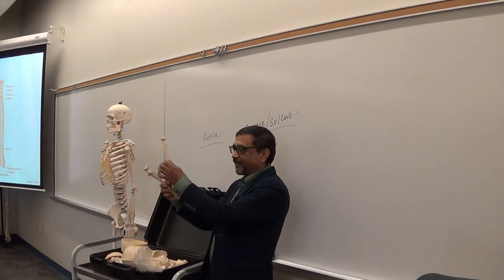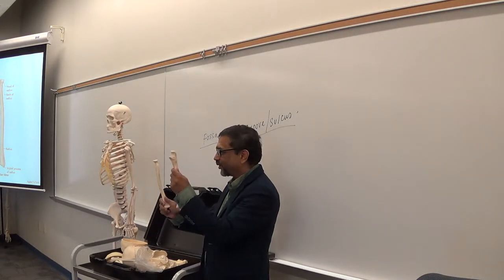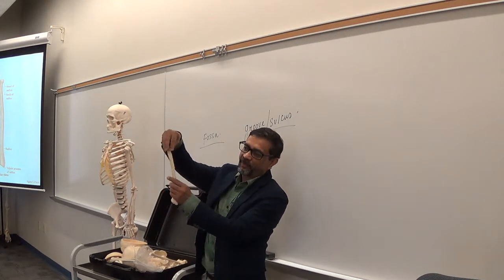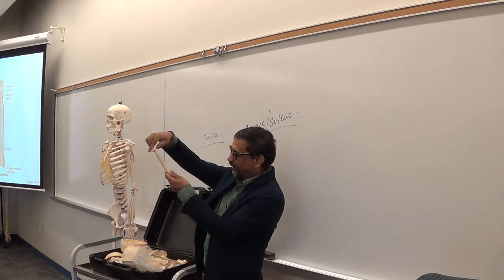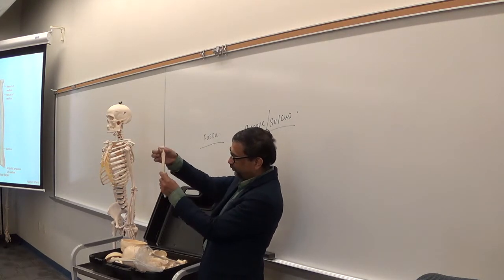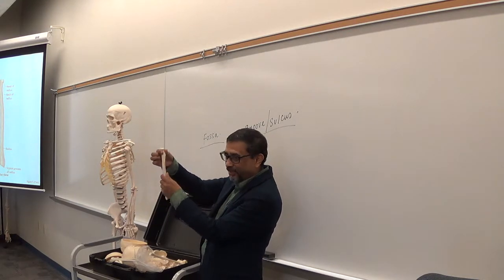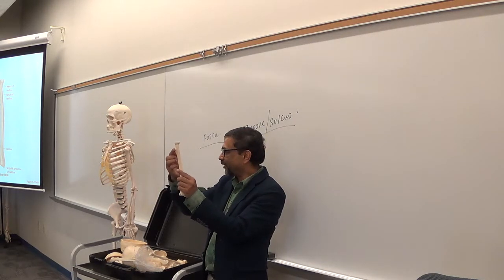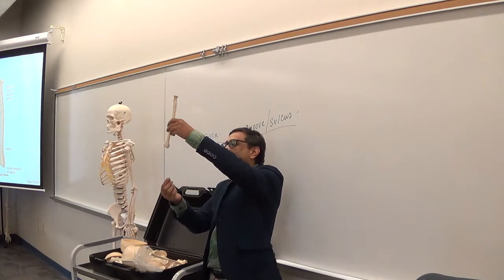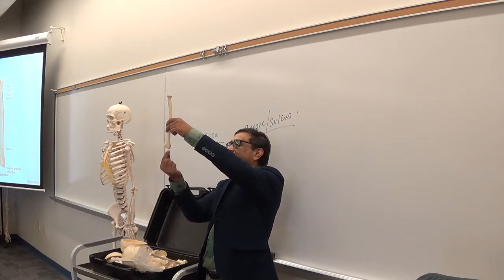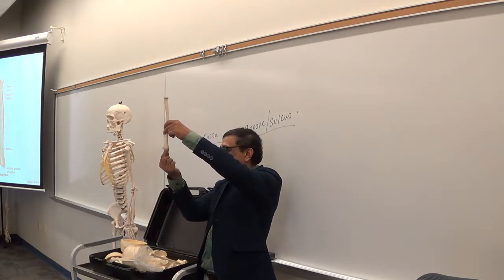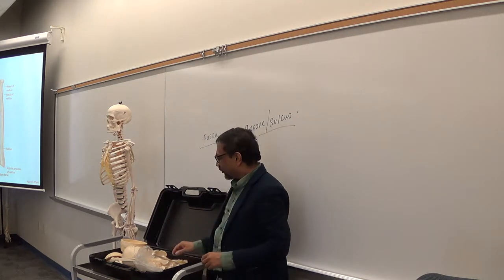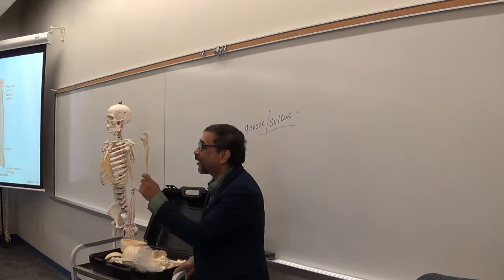This is radius again, and this is ulna. Now let's see the radius. This is the round disc-shaped head, make sense? This is the head, and next to the head is the neck. And this is the radial tuberosity, is it clear? And at the lower end, this part is extended. This is called the styloid process of the radius.